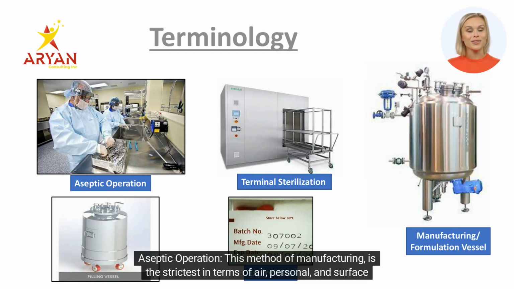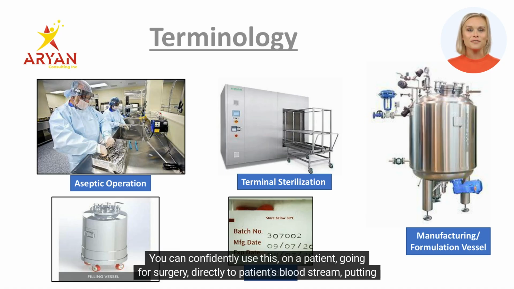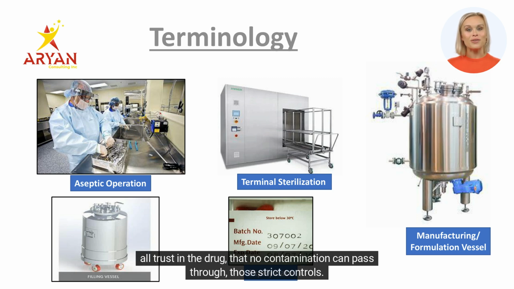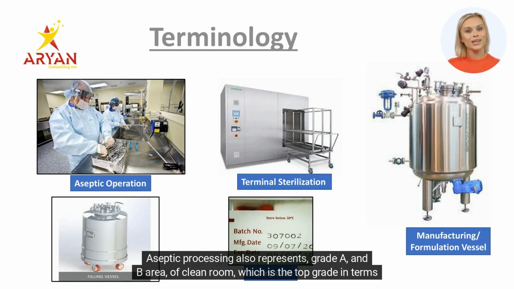Aseptic operation. This method of manufacturing is the strictest in terms of air, personnel, and surface cleaning monitoring that can produce a drug product absent of microorganisms right out of the manufacturing facility. You can confidently use this on a patient going for surgery, directly into the patient's bloodstream, putting all trust in the drug that no contamination can pass through those strict controls. Aseptic processing also represents grade A and B area of clean room, which is the top grade in terms of cleanliness.